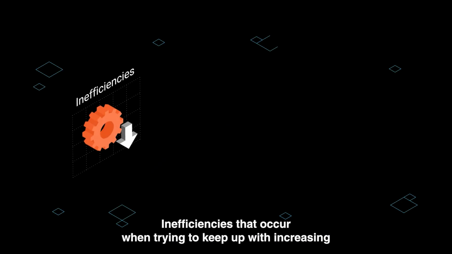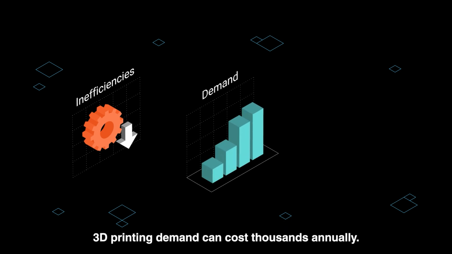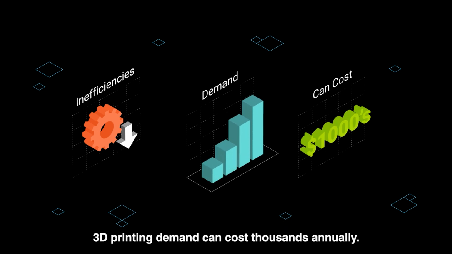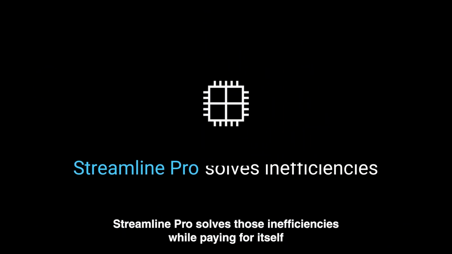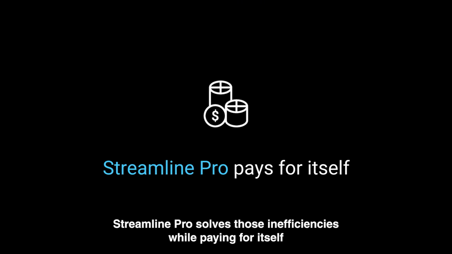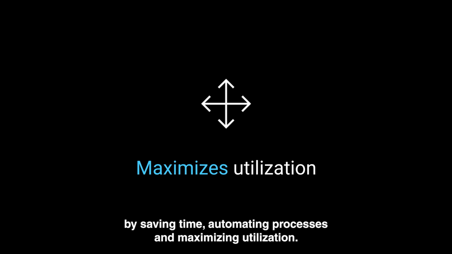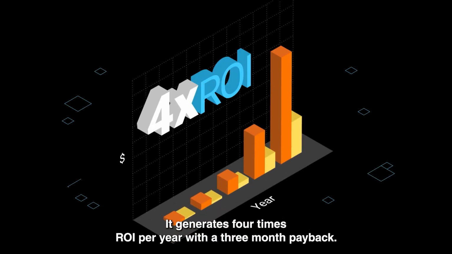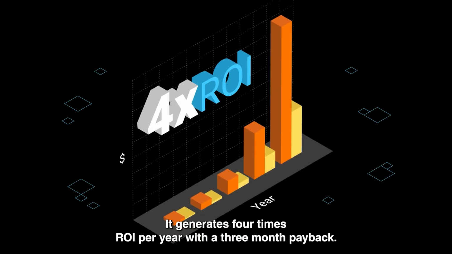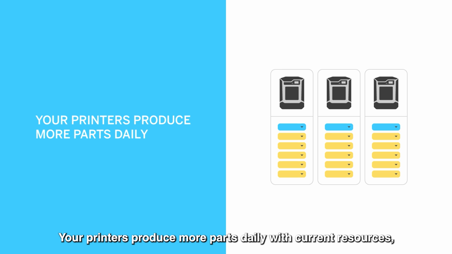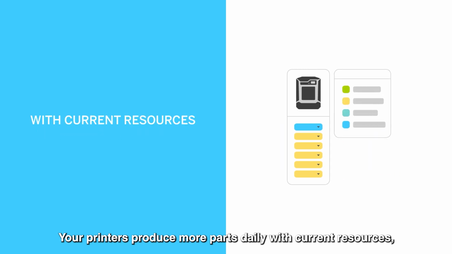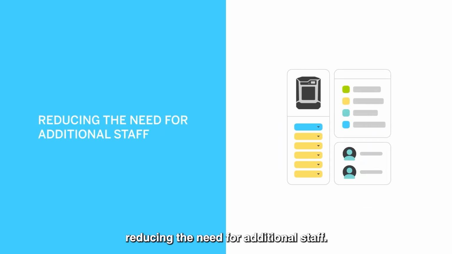Inefficiencies that occur when trying to keep up with increasing 3D printing demand can cost thousands annually. Streamline Pro solves those inefficiencies while paying for itself by saving time, automating processes, and maximizing utilization. It generates 4 times ROI per year with a 3-month payback. Your printers produce more parts daily with current resources, reducing the need for additional staff.